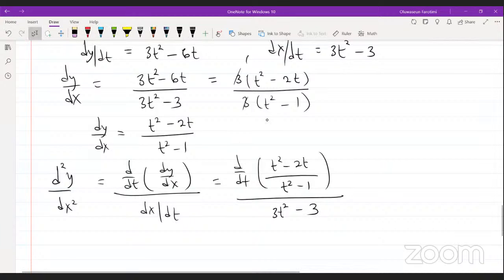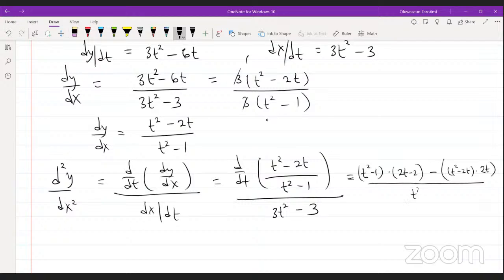Okay, so I hope you guys remember the quotient rule. You keep the bottom, take the derivative of the top. You have 2t minus 2. Minus, now you have a big parenthesis. You keep the top, take the derivative of the bottom. You got 2t, divided by the square of the bottom. All right, that's the quotient rule. Now you divide this guy by what you still have on the bottom.